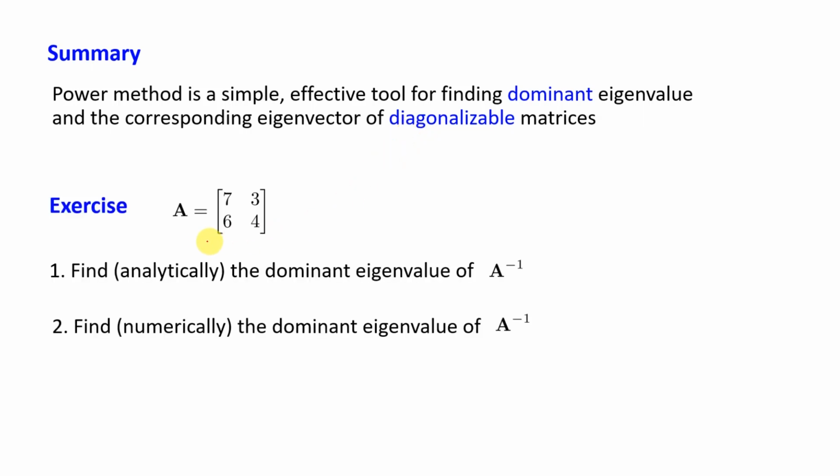For your exercise, you take this matrix 7 3 6 4 once again. First, you analytically find the dominant eigenvalue of A inverse, and then numerically try to find the dominant eigenvalue of A inverse. We'll talk about it more in the next lecture, how to do it numerically, but you can find it out because you know the power method. Some version of that will be used later on to find the eigenvalue of A inverse.